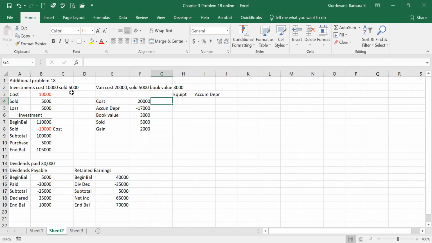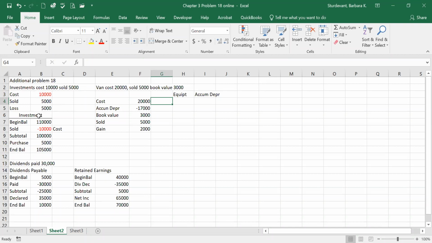So we have to do 2 things. We have to figure out gains and losses, and we have to figure out what goes on in the accounts. So the first thing was taking the cost, which was 10, sold it for 5. So therefore we have a loss of 5. It was worth 10, only got 5 for it, so we have a loss of 5. Questions there?